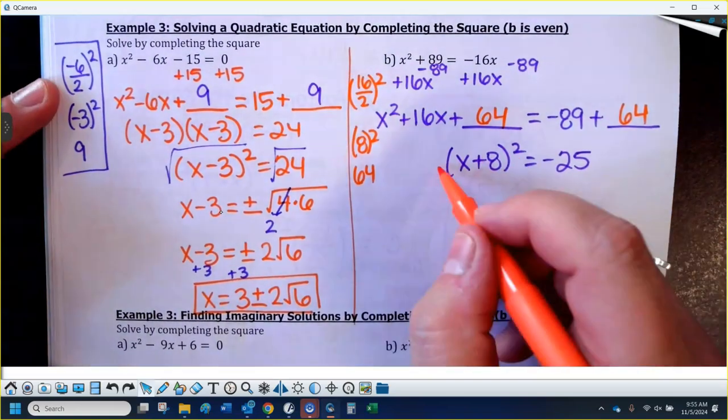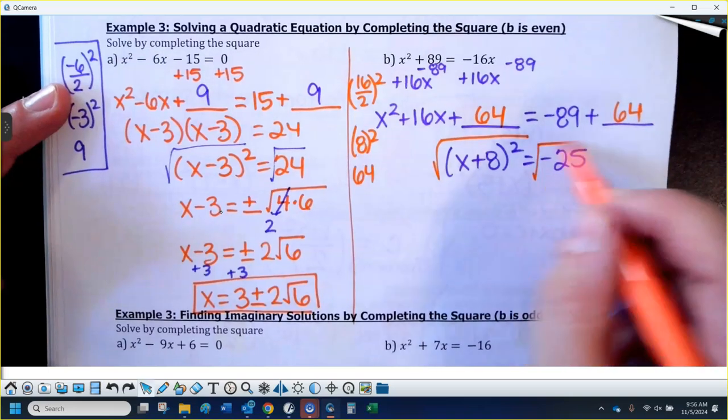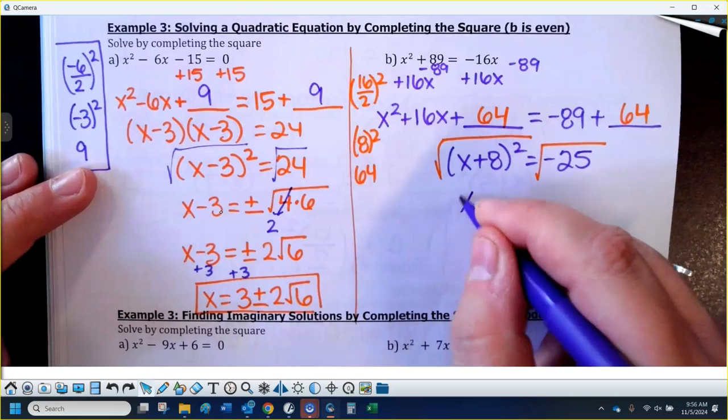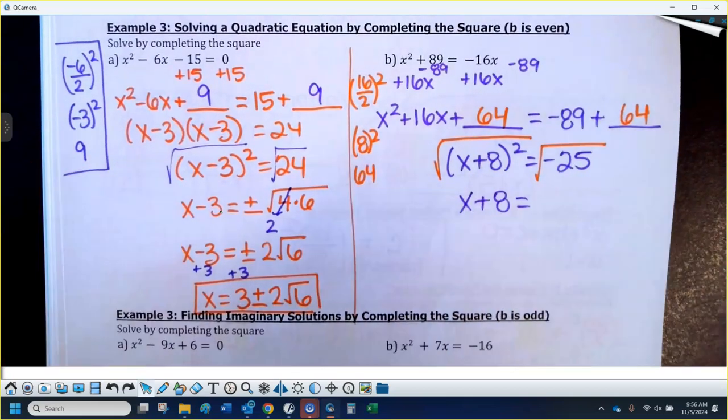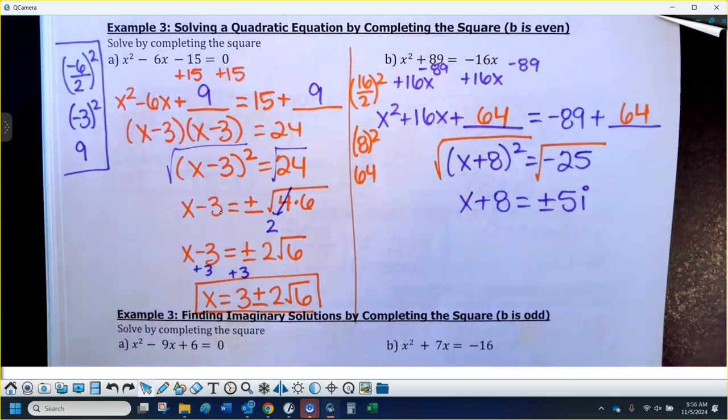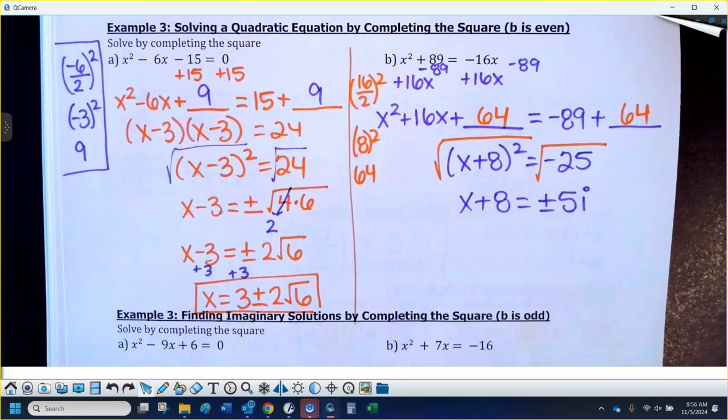So we just like this format because then we can get rid of the parentheses by taking the square root. What would you tell me the square root of negative 25 is? Yes. So this is what we did yesterday with the i. So just put plus or minus 5i because we introduced the square root.